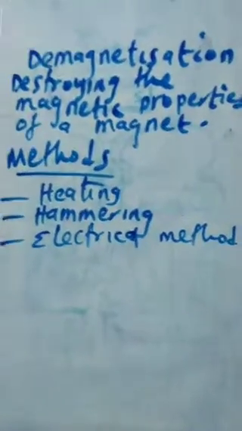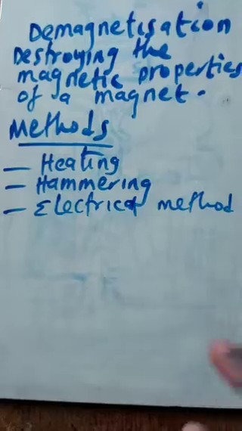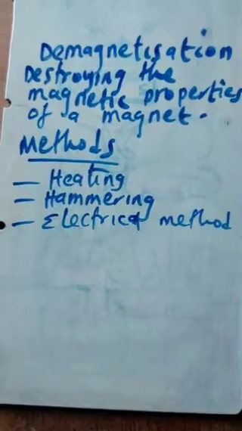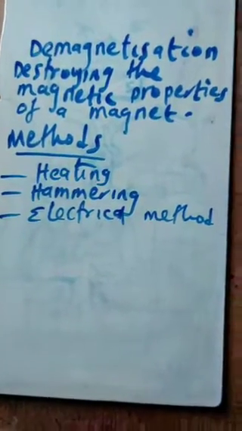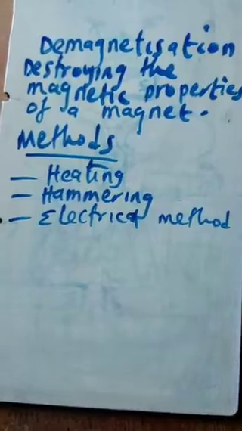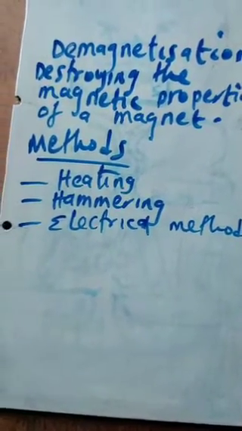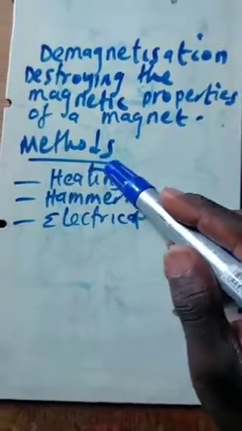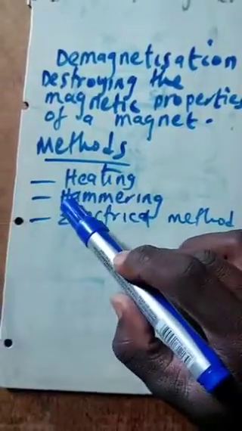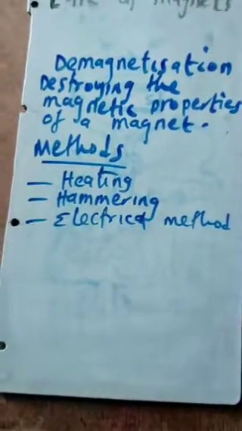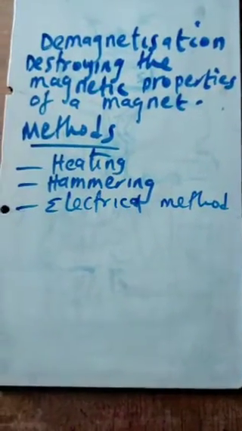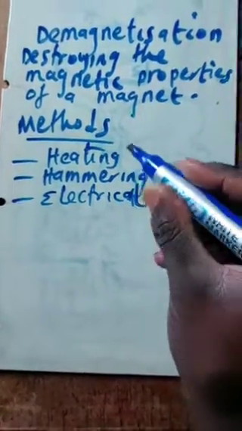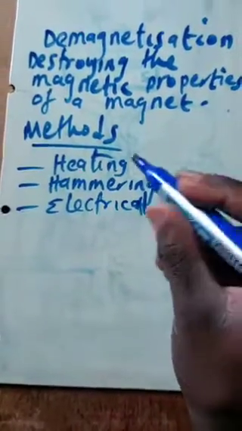The next one to talk about is demagnetization, the opposite of magnetization. Demagnetization is the process of destroying the magnetic properties of a magnet, converting a magnet back into a magnetic material. It's like you are reversing what we were talking about, magnetization. Now the reverse is known as demagnetization. The methods of demagnetization include the heating method, the hammering method, and the electrical method. Remember, on magnetization, we had the heating and the hammering method. Here, we just have heating alone and hammering alone as a method, not combined.